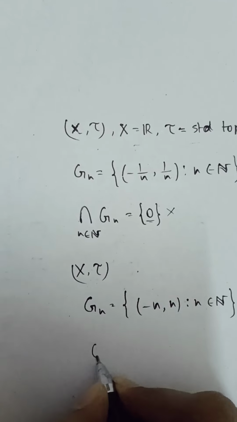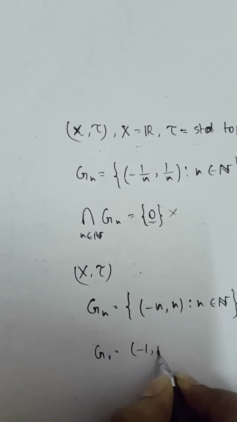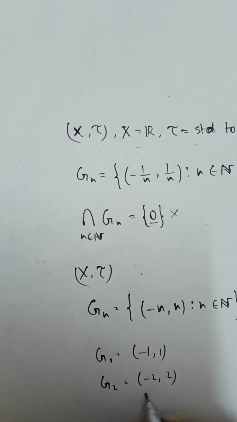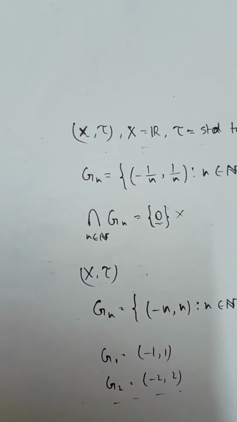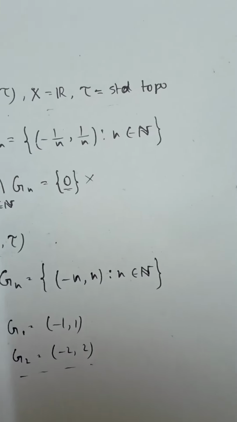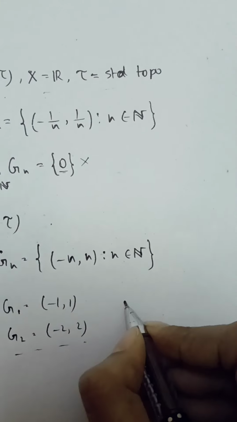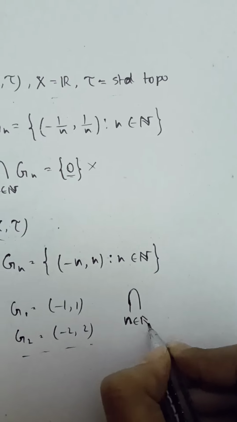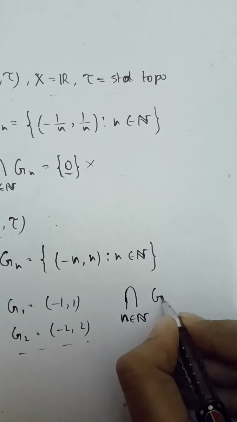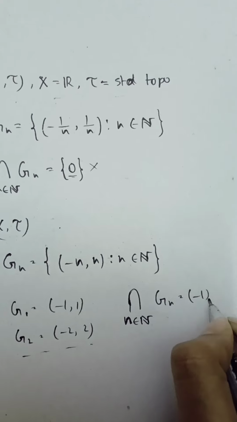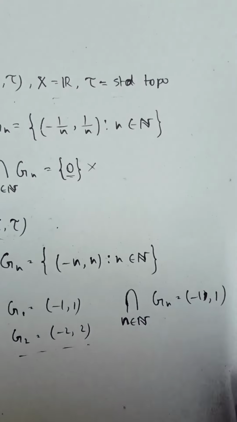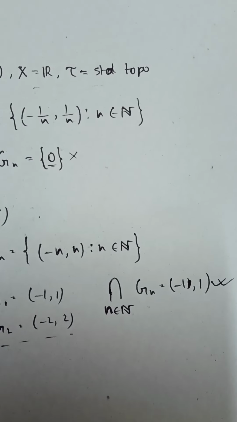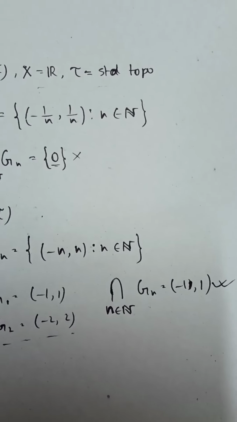Then G1 is what? Minus 1 to 1. G2 is minus 2 to 2, and so on. So now the intersection of all these elements will be what? The intersection over n belonging to the natural numbers of G_n will be minus 1 to 1, which is open. So the intersection of open sets may or may not be open.